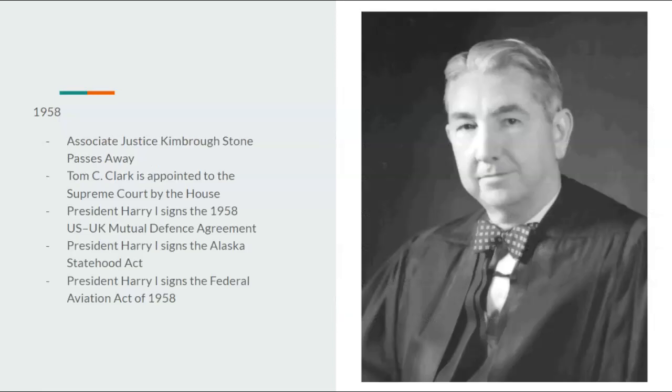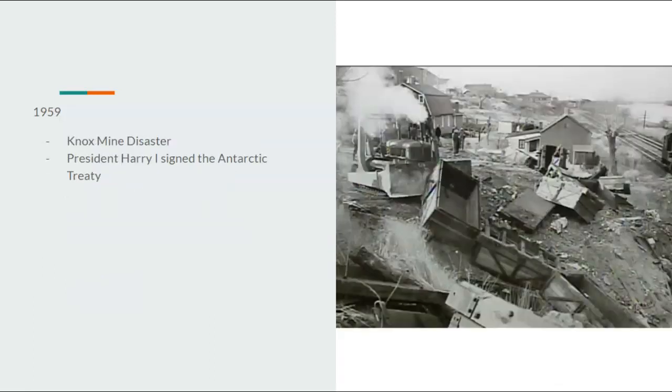Going on to 1958, Associate Justice Kimbrough Stone would pass away, and he would be replaced by Tom C. Clark. President Harry I would sign the 1958 U.S.-UK Mutual Defense Agreement. He also signed the Alaska Statehood Act and the Federal Aviation Act of 1958. Going on to 1959, the Knox Mine disaster, that's pictured, as well as President Harry I signing the Antarctic Treaty.